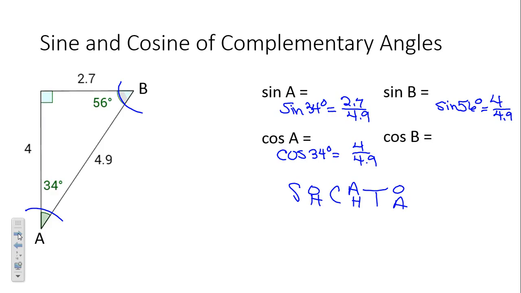And Jen, what is the cosine of 56 degrees going to be? Cosine is adjacent over hypotenuse. So which one was adjacent? Yes, 2.7 over 4.9. Good. Okay? So far, so good. We didn't lose anybody, right? We're all okay? Now, what do you notice about these ratios? They're just flipped, aren't they? These two are the same, and these two are the same.